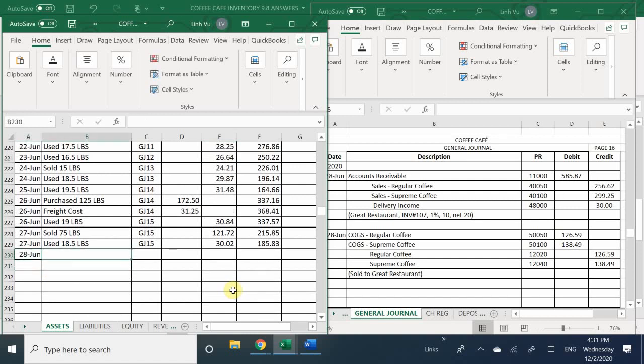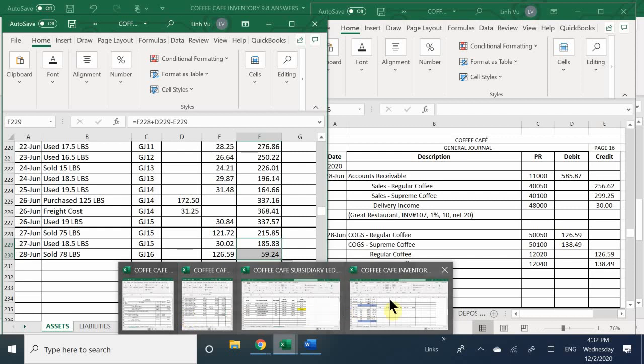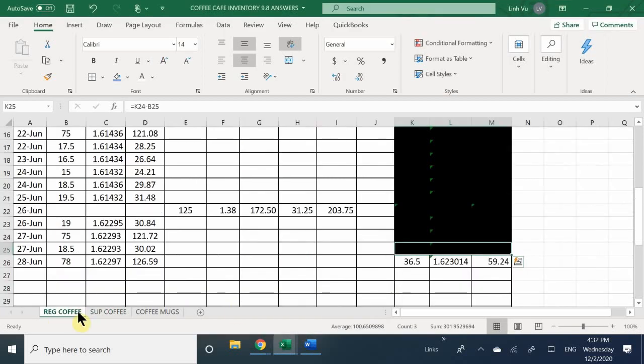Okay, the 28th, sold 78 pounds. Journal 16 again, 126.59, bringing that amount to $59.24. Does that match your inventory worksheet? Yes, it does. 59.24. Good.